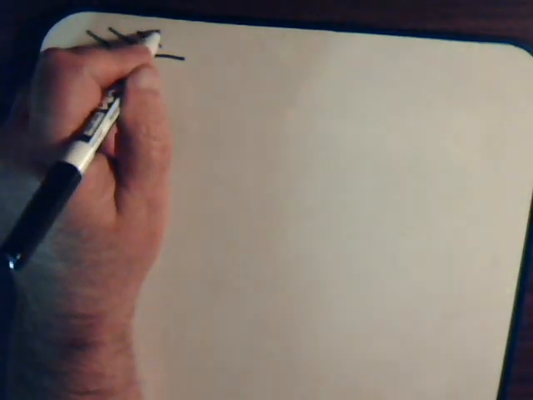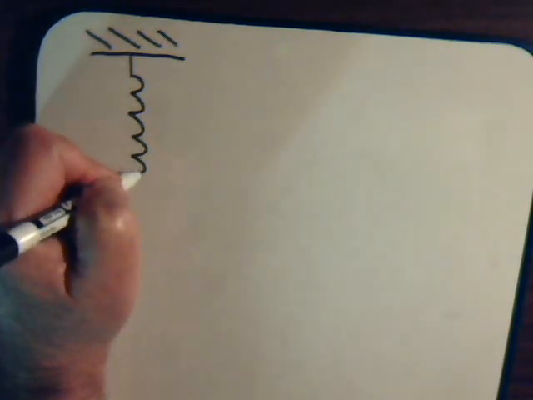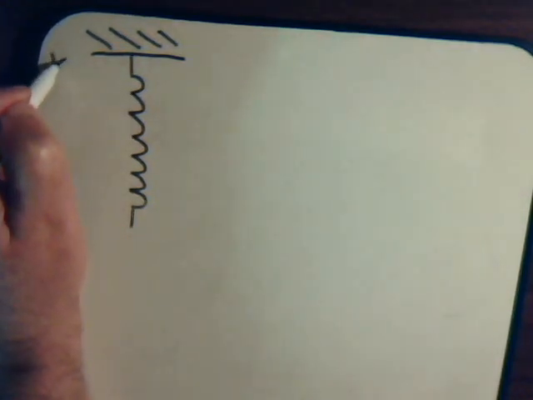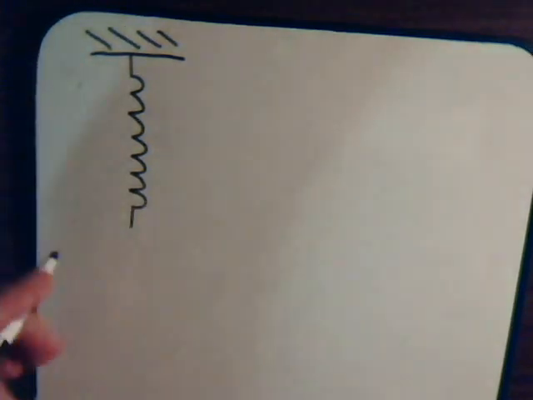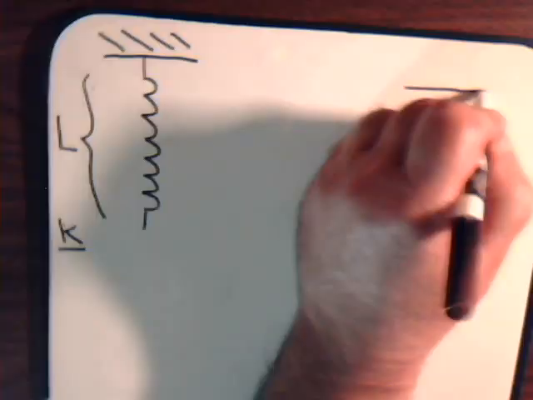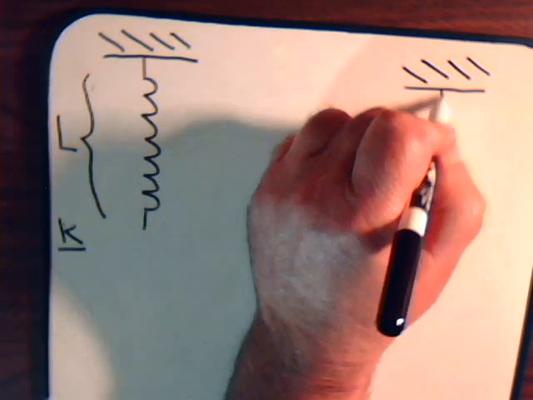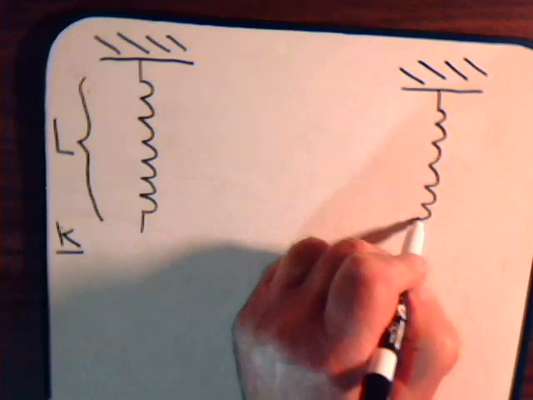So suppose that we have a spring, its unstretched length we'll call capital L, has a spring constant of K, and its unstretched length is capital L. And then let's suppose we attach a mass to it so it gets stretched out somewhat.